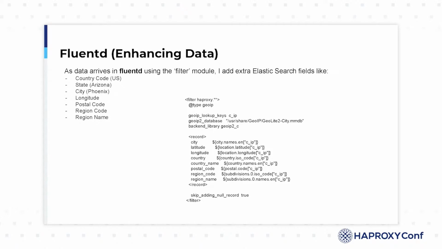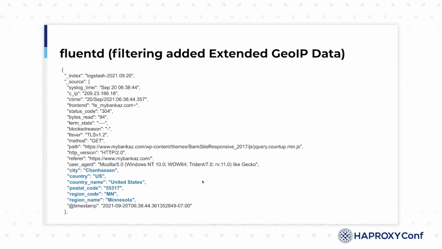so that when a log comes in, it looks up the IP using the GeoIP database, and then it creates new records of city, latitude, longitude, country name, postal code, and region name. And so when the log gets written to Elasticsearch, as you can see in the slide here, we've added everything that's in blue. What's in black came from HAProxy Enterprise using my customized log format, but what's in blue got added by FluentD.